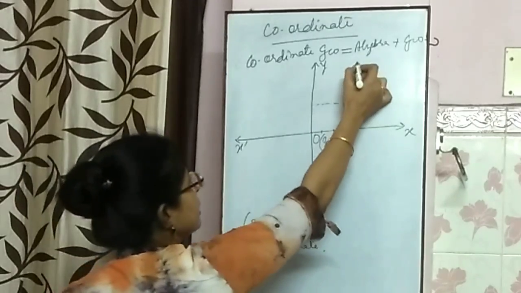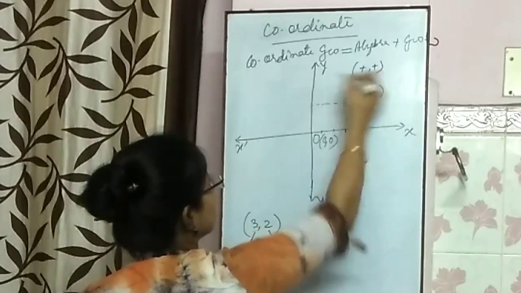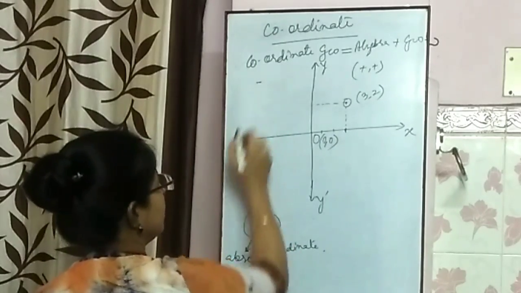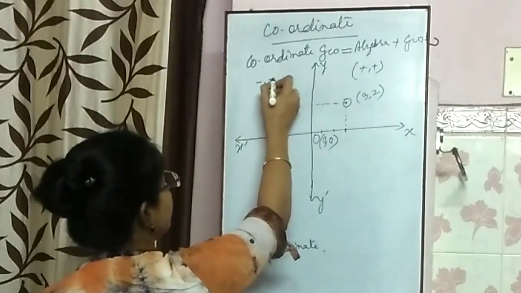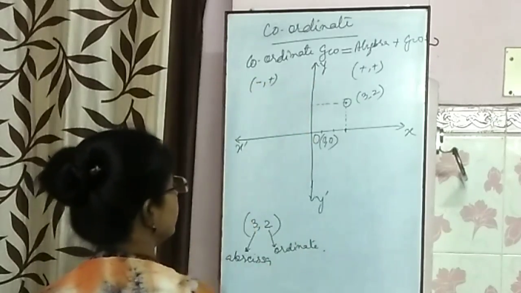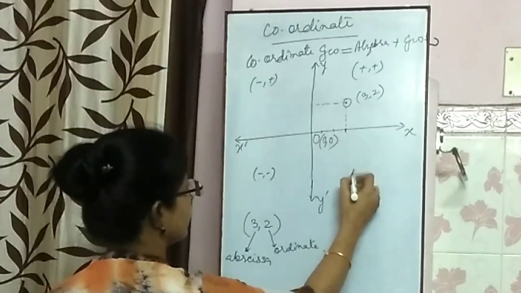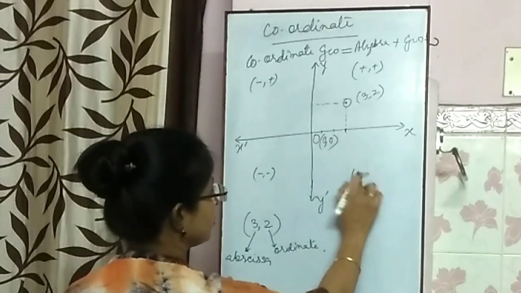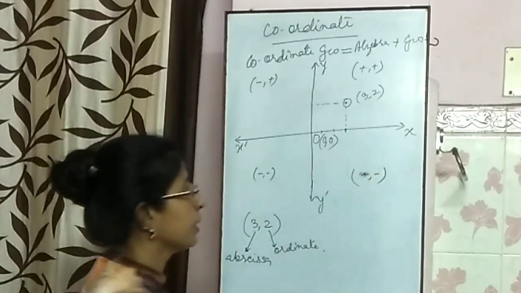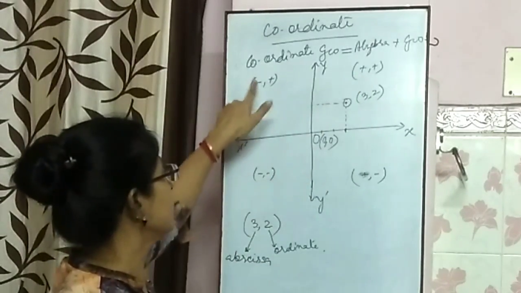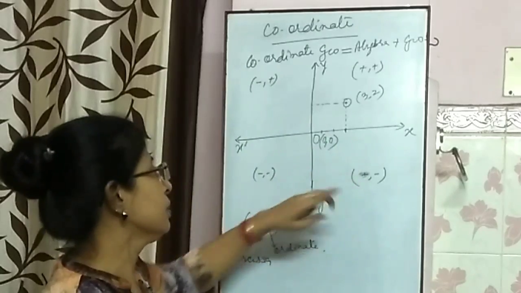And this quadrant contains all positive values of both x and y. Here x is negative, y is positive, and here x and y both are negative, and here x is positive, y is negative. Very interestingly, here positive positive, here negative negative, here negative positive, here positive negative.